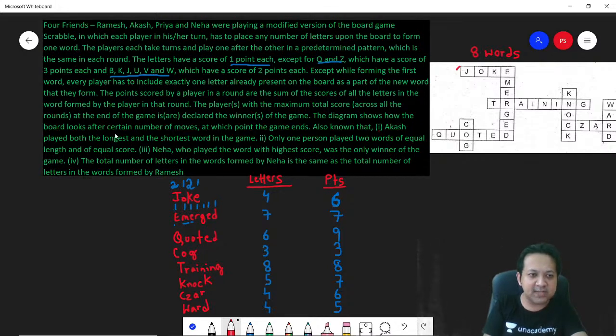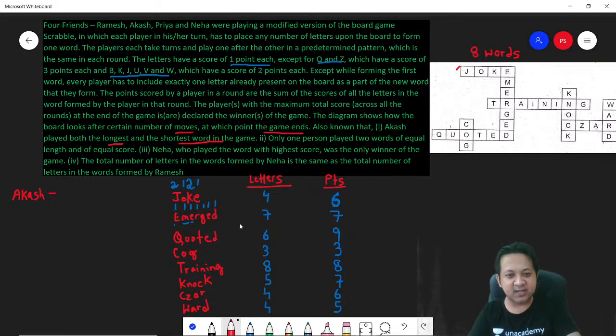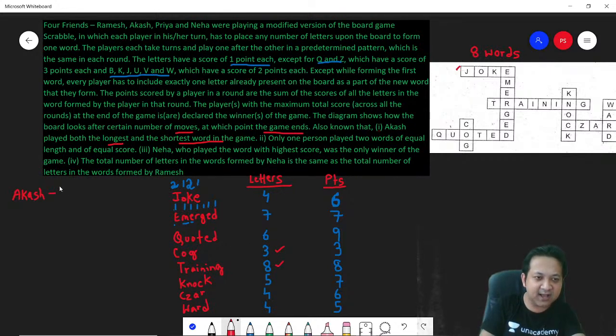The diagram shows how the board looks after a certain number of moves, at which point the game ends. Also known that, let's start. Number 1, Akash played the longest and the shortest word in the game. So I think this is something you can easily determine. Which is the longest word? Training. Which is the shortest word? Cock, right? So the answer for Akash is training and cock.